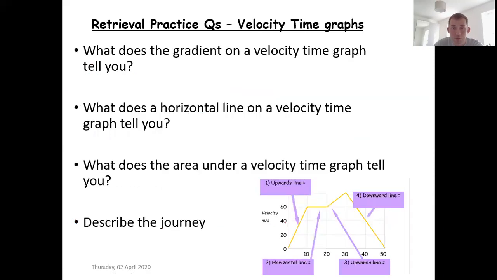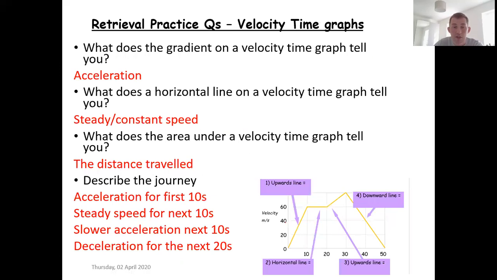And lesson 4, the final lesson, was velocity time graphs. So again, pause the video. What can you remember about this lesson? So how'd you get on? Have a look at the answers, compare them. If you need to revise, pause the video, feel free to.